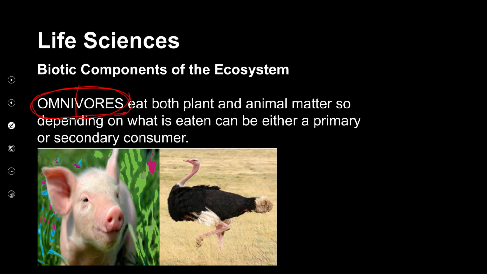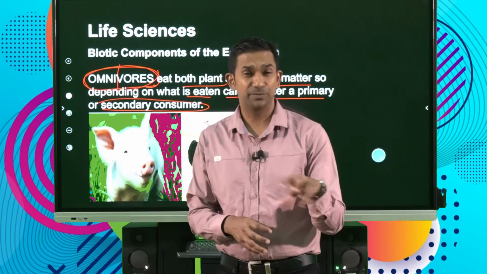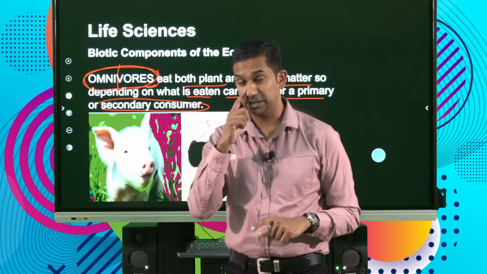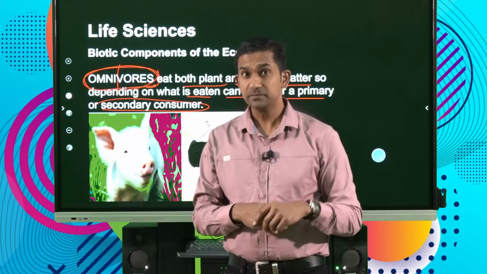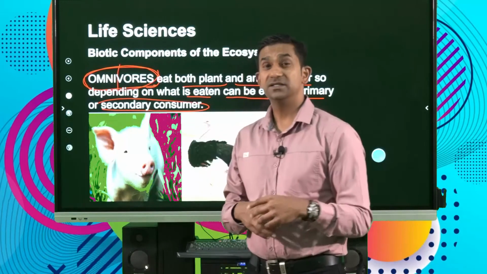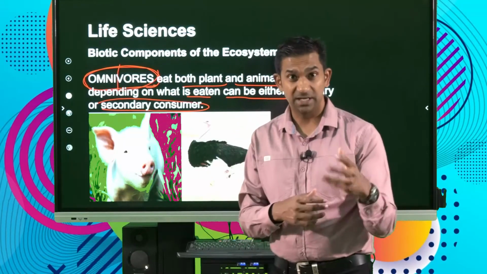This means that these individuals consume both plant and animal matter, and so they depend on what is eaten and can either be a primary consumer or a secondary consumer. So your omnivores are those that consume plant material and your animal material, and so these can either be your primary consumers, which are right at the bottom of the food chain, or they could be secondary consumers where they actually consume other predators or other prey, and they as well are seen to be able to consume a plant diet.